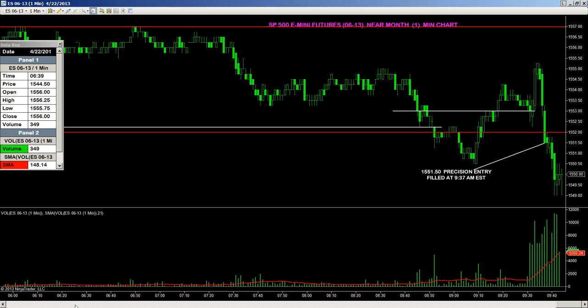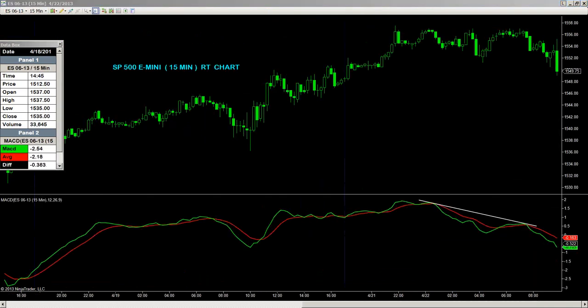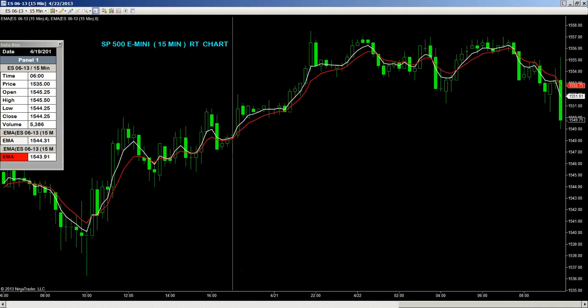Let's get back and look at some price profit targets on the 15-minute chart that we're looking to get out at on a rally.